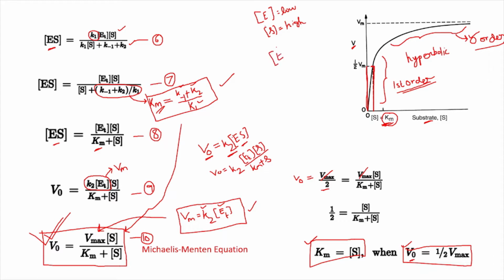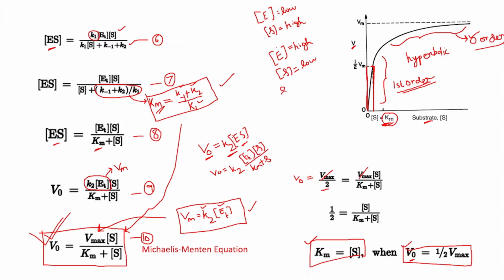Suppose you have another case where the enzyme concentration is very high and the substrate concentration is very low. So what will happen in that case? Because the substrate concentration is very low, almost all the enzymes will be in the free state, not bound to any substrate, because you don't have that much substrate to combine with the enzyme, and there will be very little formation of enzyme substrate complex also.